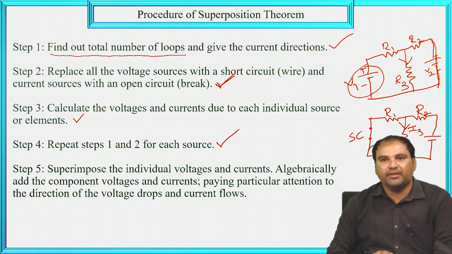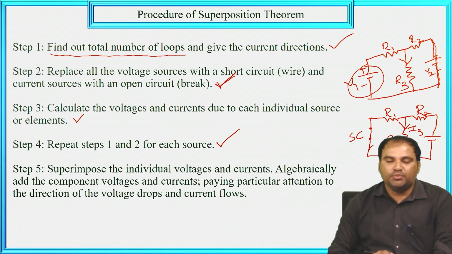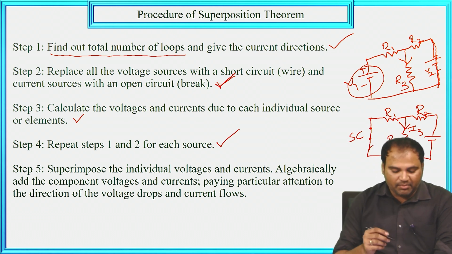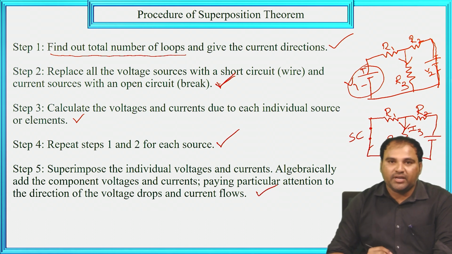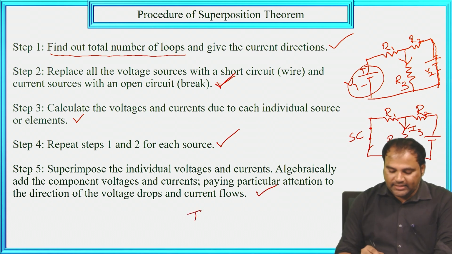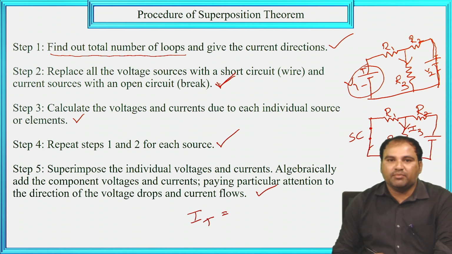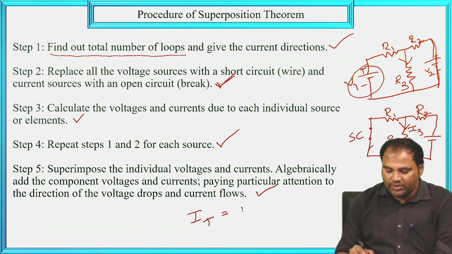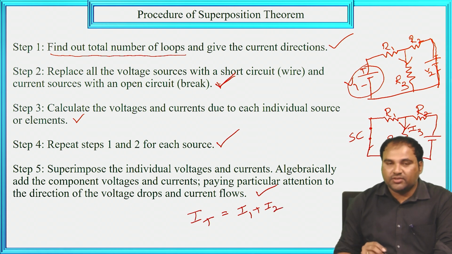So how can we verify the superposition theorem here? According to the statement of the superposition theorem, step number 5, the total current IT is equal to the algebraic sum of the individual currents. Suppose we have two currents, then IT is equal to I1 plus I2. So like this we have to verify it.